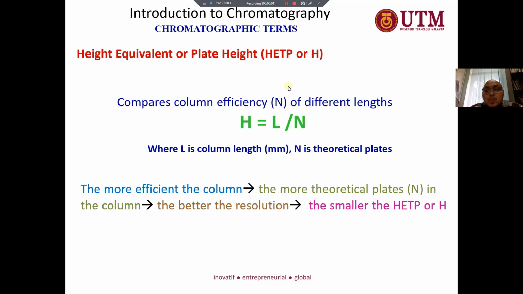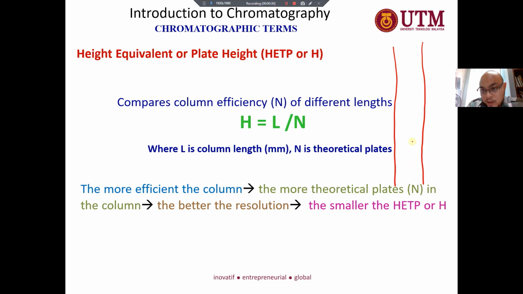Okay, the next one we will learn is the height equivalent to a theoretical plate, or plate height. It compares the column efficiency of different lengths of column, whereas L is the column length and N is the theoretical plates. Okay, let's imagine like this. This is your column. You can imagine your column has plates inside. The higher the number of plates, the better the efficiency.